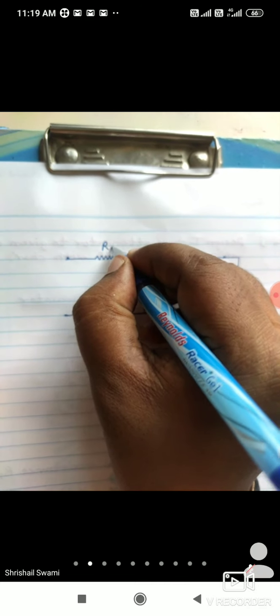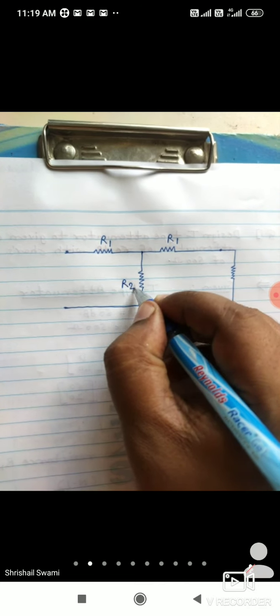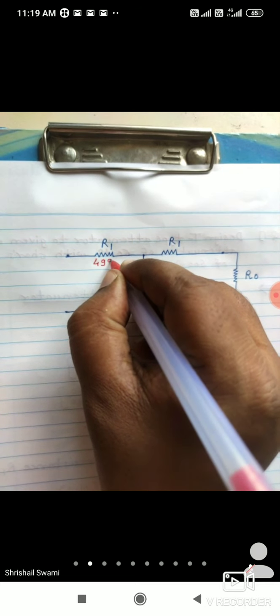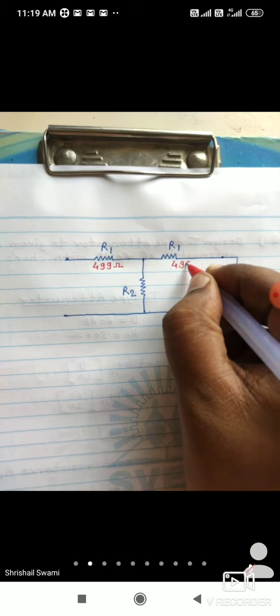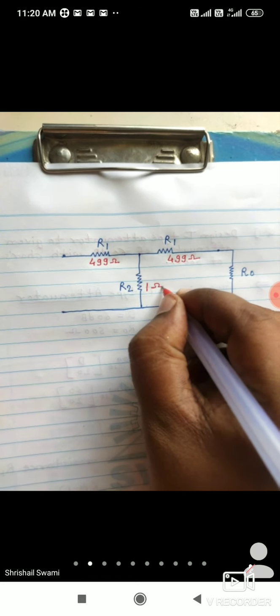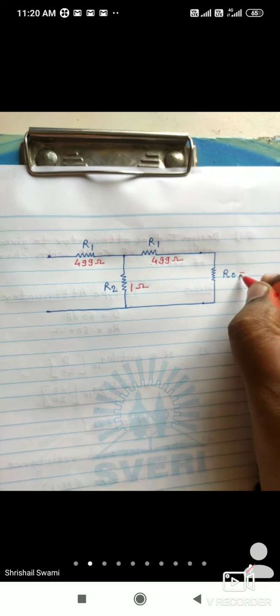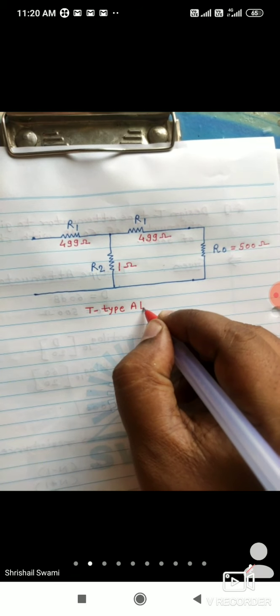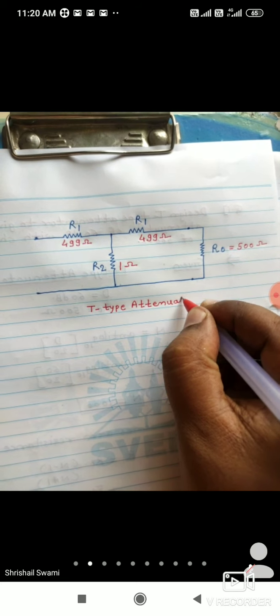So many students are writing and drawing just like this, but you have to add the terminated load also. So this is R1, this is R1, and this is R2, and the terminated load is R0. Now you have to put the values. R1 we got 499 ohm, you have to mention it. R2 you got 1 ohm, and R0 as it is they have given, that is 500 ohm. So this is a T type attenuator. Compared to filter it is very easy.